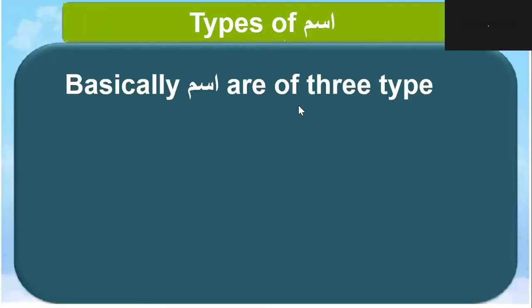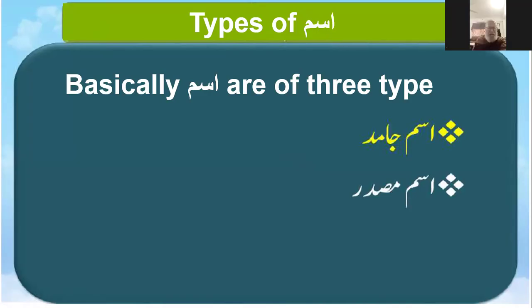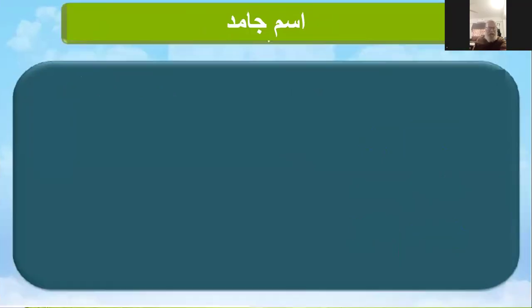Basically, ism are of three types. One is called ismi jamid, such a noun from which nothing is derived. Then ismi masdar, such a noun from which we derive the verbs or the nouns. Third is the ismi mushtaq, that noun which is drawn from the masdar.